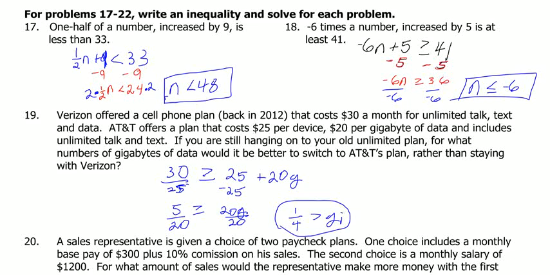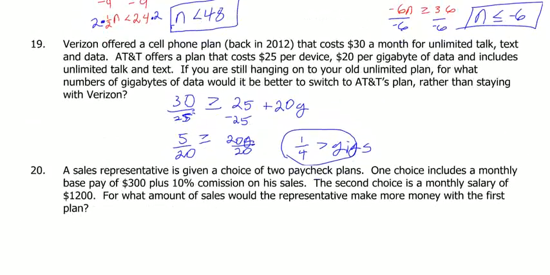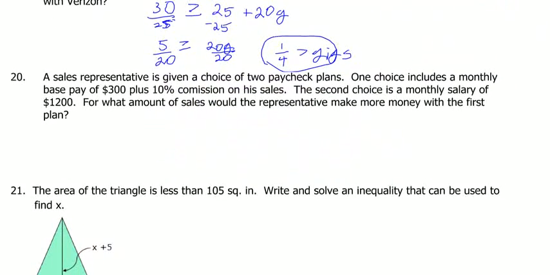There we go. Okay. Next thing, number 20. A sales rep is given a choice of 2 paycheck plans. One choice includes a monthly base pay of $300 plus a 10% commission on his sales. The second choice is a monthly salary of $1,200. For what amount of sales would the representative make more money with the first plan?